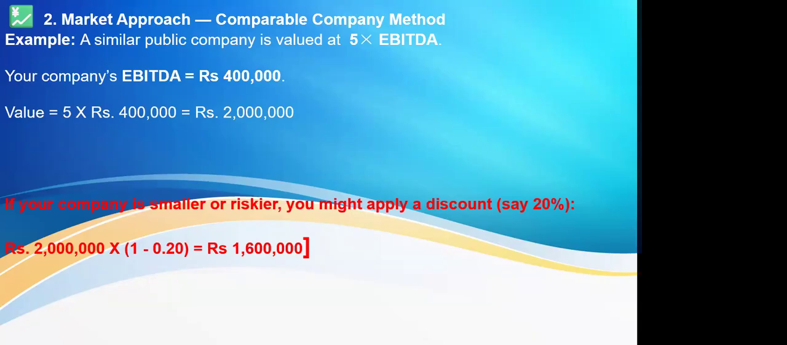Very simple calculation. You have to check how many times they have used for the valuation of a similar company. So if you are selling your company to others outside, you will come up with the value by multiplying by 10. You will say, I need 10 times the profit today. If your company is smaller or riskier, I have put that in red, you can give a discount.